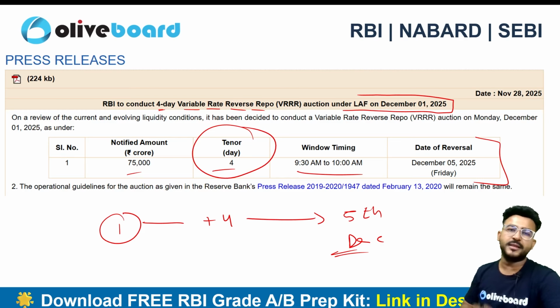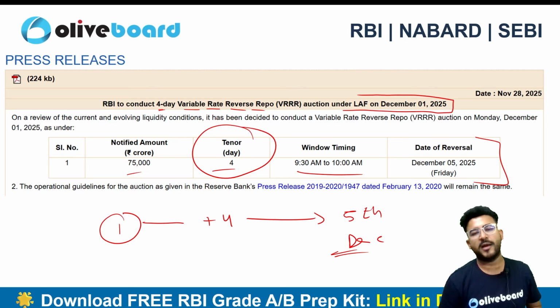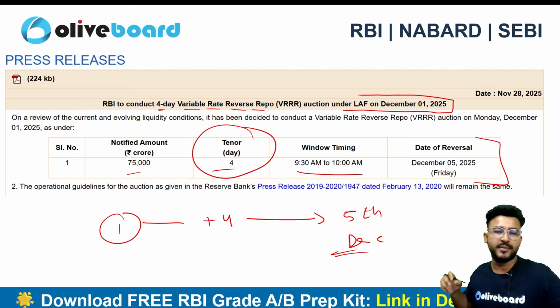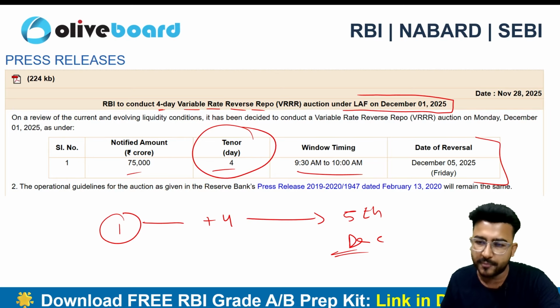So here what is happening? The bank is lending the money to the Reserve Bank of India, right? In this way, the RBI is absorbing the excess liquidity from the system, right?